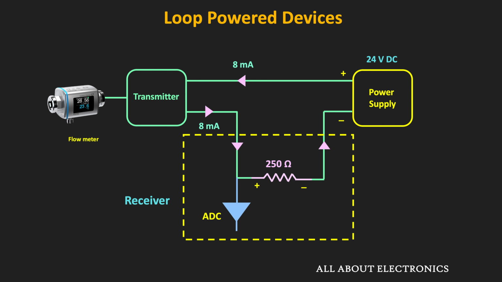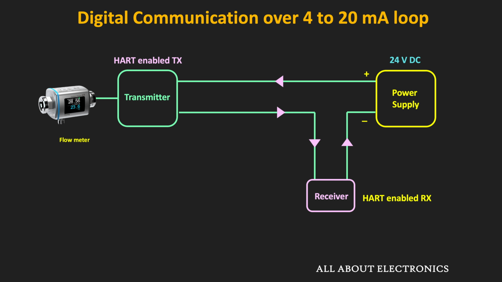Now another advantage of this 4 to 20 milliampere standard is that using the same two wire loop, it is also possible to transmit the digital signal on top of the analog current signal. That means using the same two wires, it is also possible to perform the digital communication. And for that, the transmitter and the receiver should also support the communication protocol.